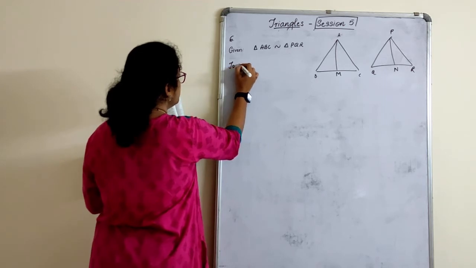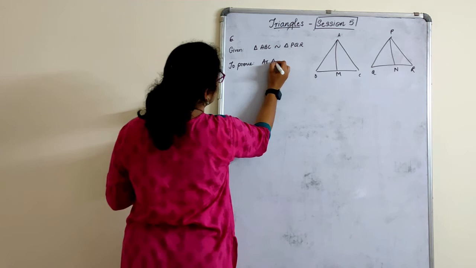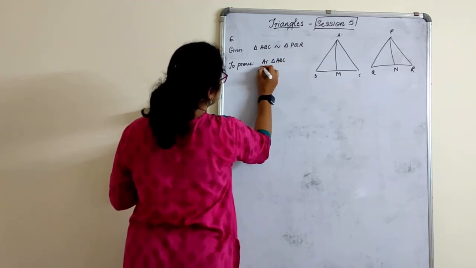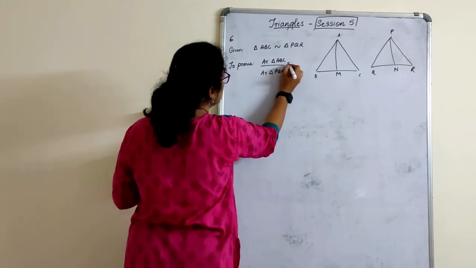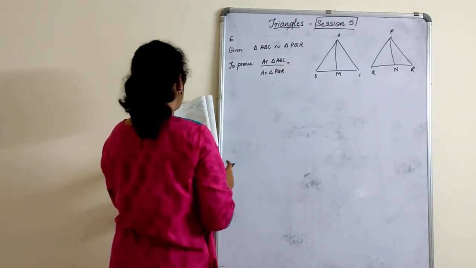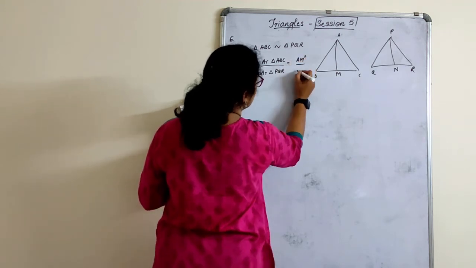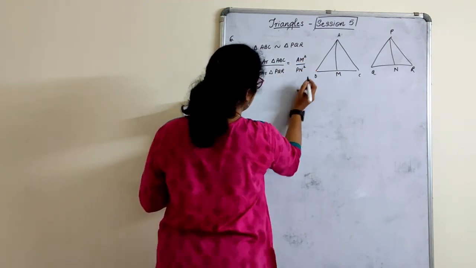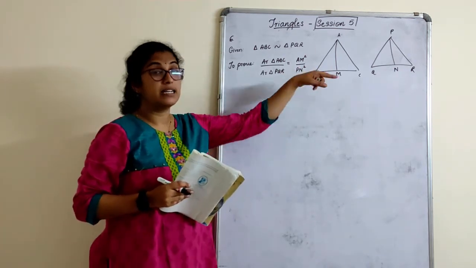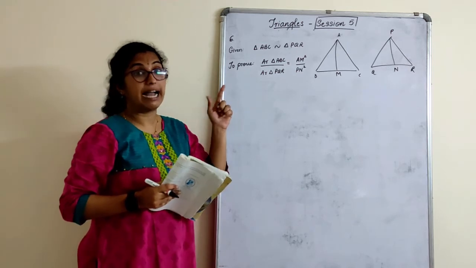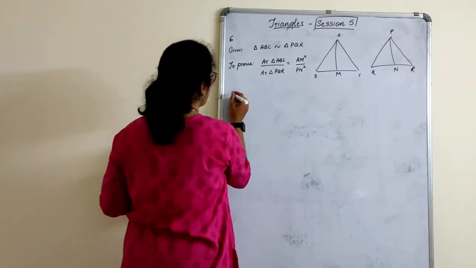What we have to prove? So area of triangle ABC to area of triangle PQR is equal to the squares of the corresponding medians, AM square upon PN square. We can't do this by the theorem how we had done, because these are medians. These are not the height or altitude. So half base into height cannot be applied here. Proof.